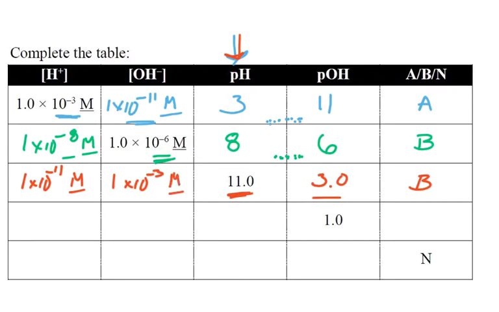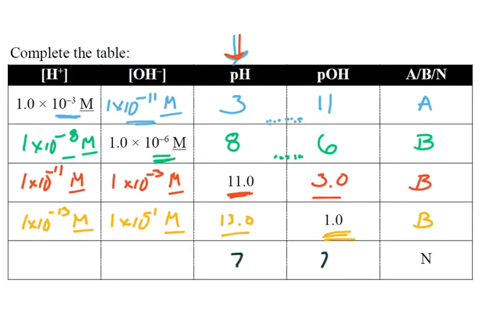Now we go back here and say, okay, here's 1.0. Well, we know that this one and this one add up to 14, so this must be 13.0. Okay, if it's 13.0, that's absolutely positively basic. Anything greater than 7, that's a lot greater than 7. So this first number is 1 times 10 to the negative 13. And the second one is going to be 1 times 10 to the negative 1. And that's that row.